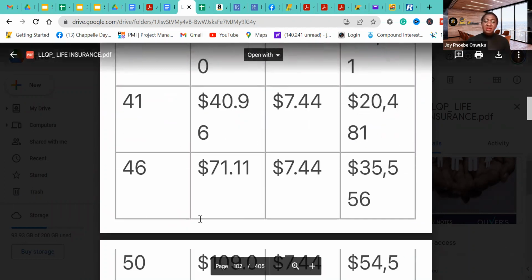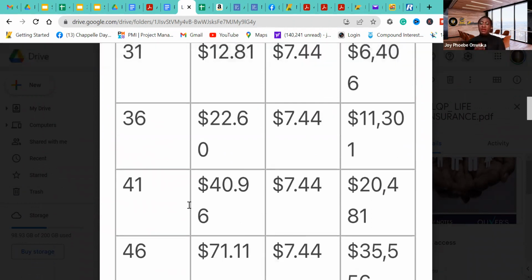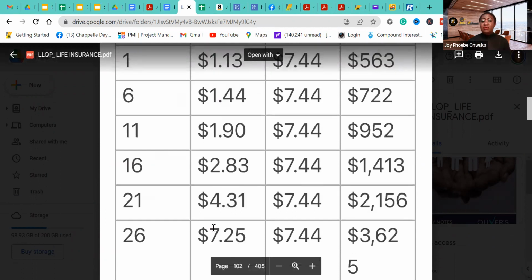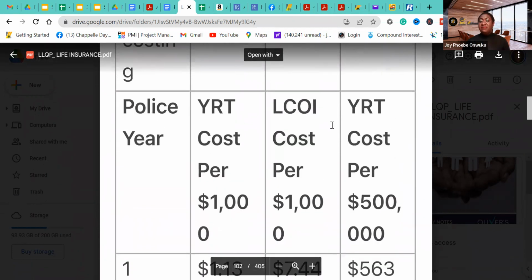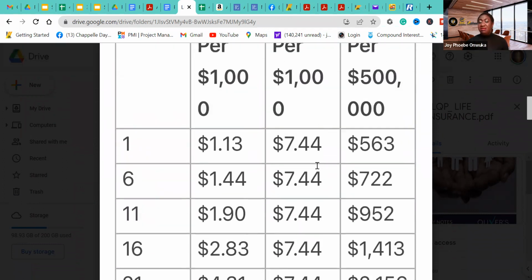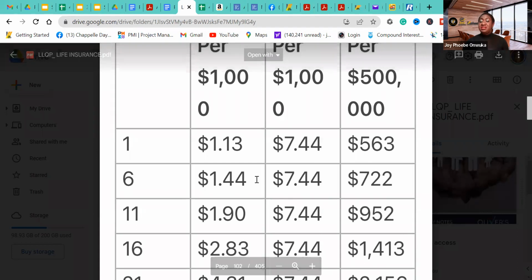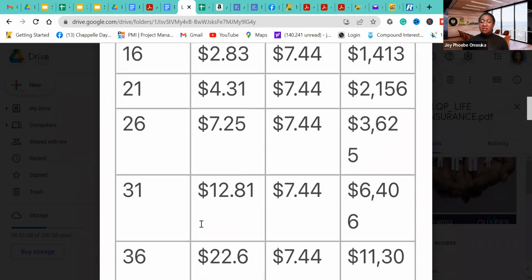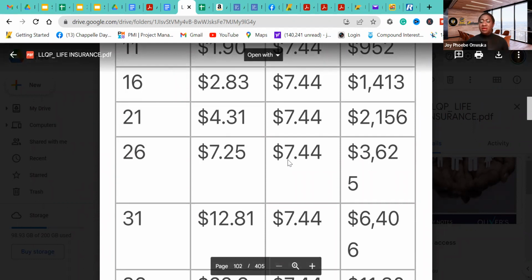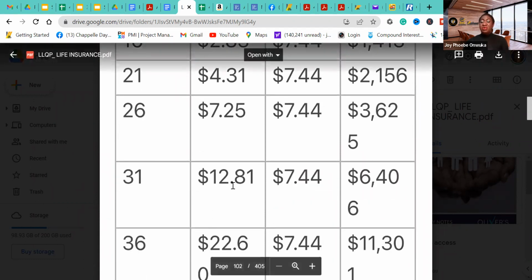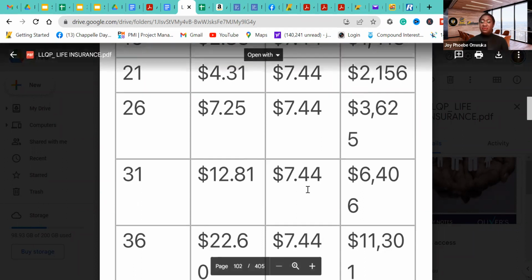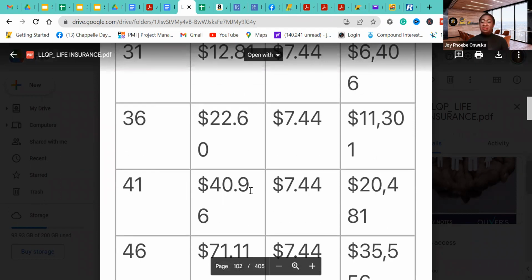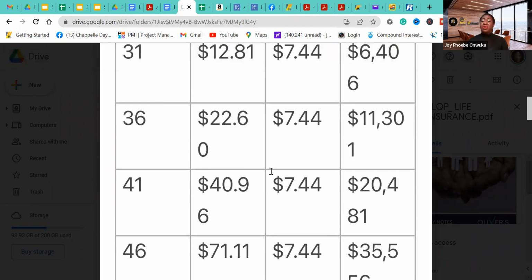You see that? So if you use YRT for a client, yes, in the early years, the cost of insurance is lower, all right? And for level cost of insurance, the cost of insurance is higher. However, by year 6, YRT is still lower, but by year 26, they are almost at par. By year 36, YRT is now much higher than level cost of insurance. And by year 36, level cost of insurance is now very low, which will result in the ability to preserve the cash value in this policy.